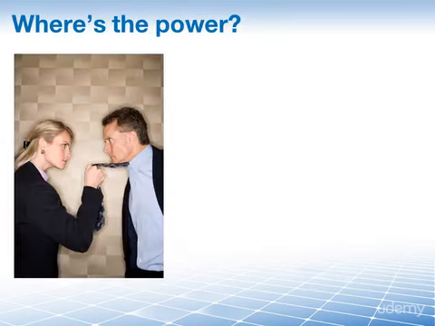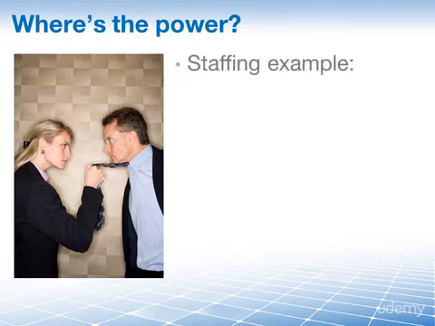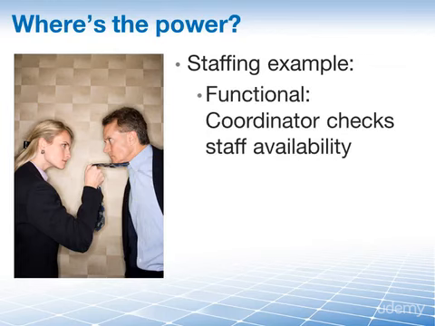So, for example, an organization can primarily be projectized, but then allow for small projects to be run within functional departments. Let's take a look at who has the power and influence in staffing under the three major types of organizational structures. First of all, in a functional organization, the project coordinator or expediter needs to check with the functional manager for staff availability.